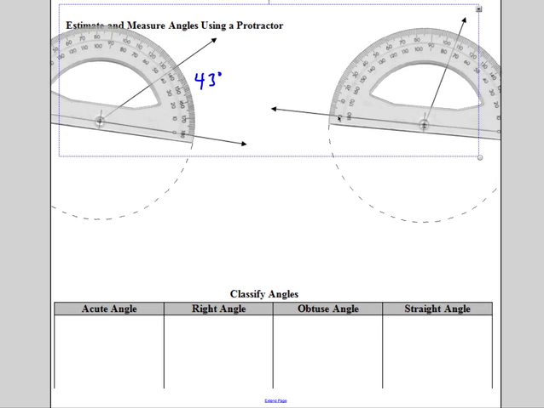So top ones: 10, 20, 30, 40, 50, 60. I went past 90. Oh, I was off. Hey, rough guess. There's the 100, there's 110. Well, not too bad. That's 105. So it looks like about 106 degrees.